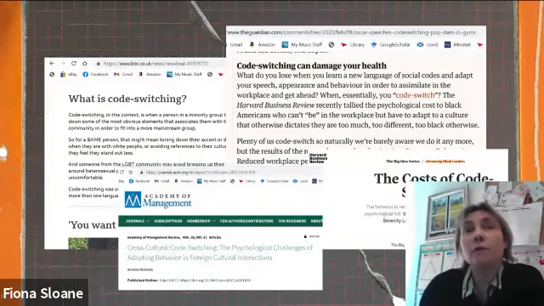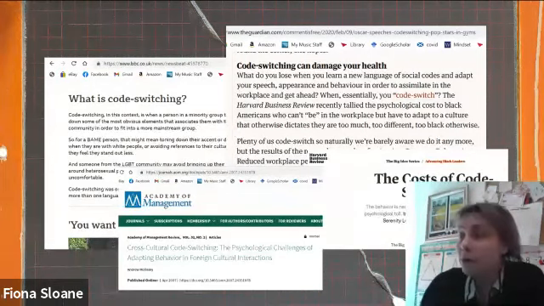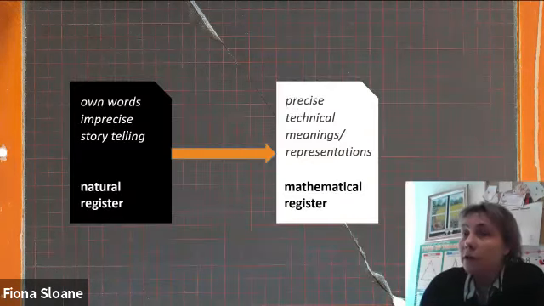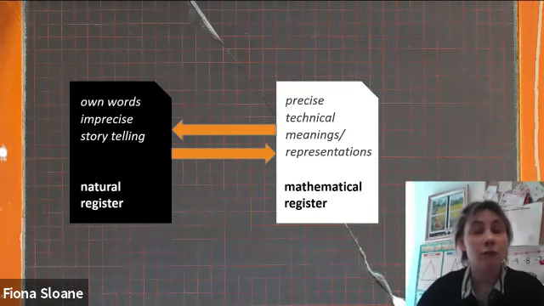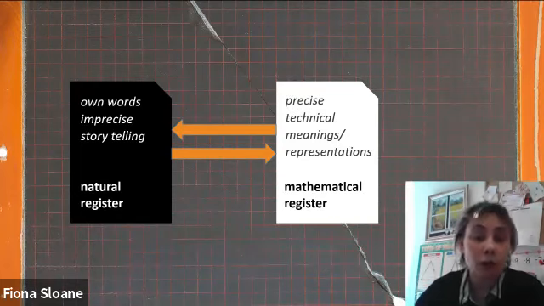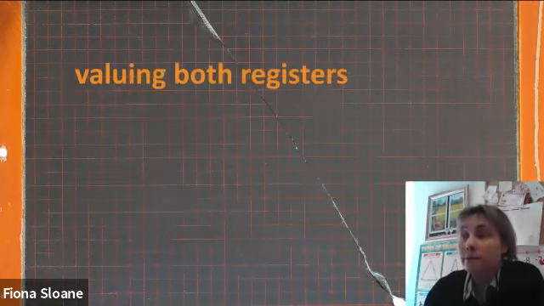So if we want to have people that can own a language and not have this feeling of not belonging, there's a couple of ways we can try and look at that. The first thing is to not assume that this goes one way. It's not natural register bad, mathematical register good. They are both really important to be valued.